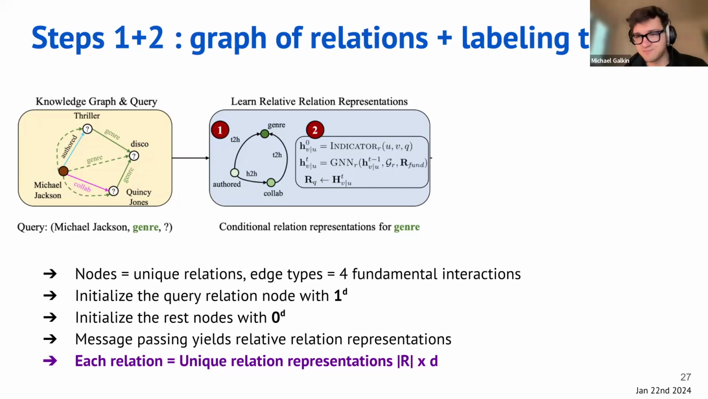So yeah, that's pretty effective. Then since we know the target relation, we use the MBFnet trick with the labeling trick, but on the graph of relations. We know the genre is the query relation, so we initialize this genre node in this graph of relations with some vector. In fact, it's a vector of all ones. And all other nodes we initialize with zeros.